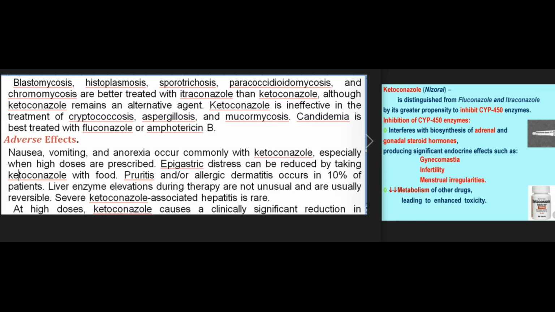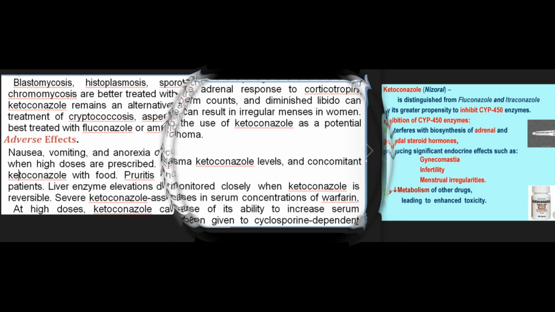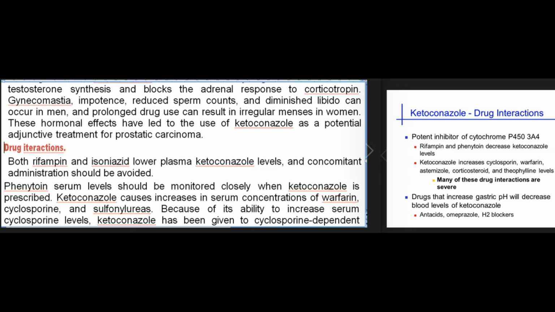At high doses, ketoconazole causes a clinically significant reduction in testosterone synthesis and blocks the adrenal response to corticotropin. Gynecomastia, impotence, reduced sperm counts, and diminished libido can occur in men, and prolonged drug use can result in irregular menses in women. These hormonal effects have led to the use of ketoconazole as a potential adjunctive treatment for prostatic carcinoma.